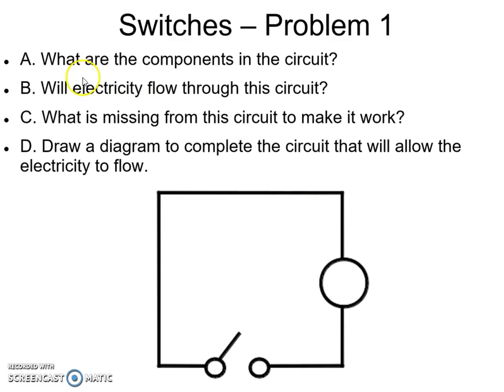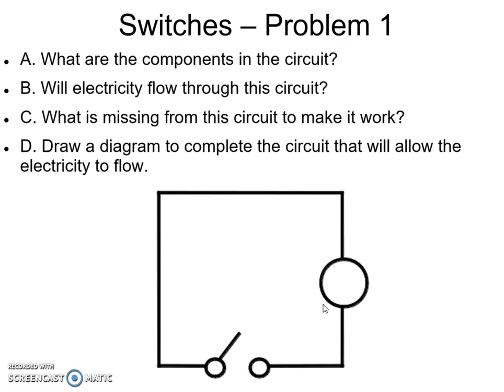So looking at A, what are the components in this circuit? You'll notice that there is wire. There's a switch that is off, and that there is a light bulb. So let's look at B. Will the electricity flow in this circuit? The answer is going to be no.